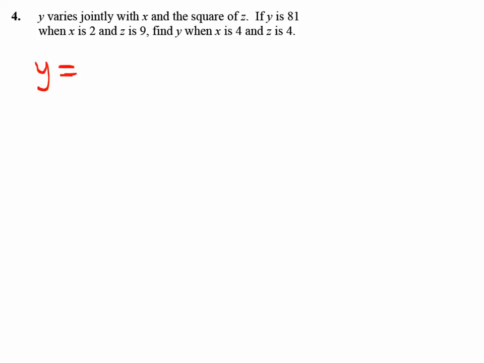So let's see, y varies jointly, which means it's going to be a multiplication of k with x, and it's also with the square of z, so it'd be z squared.